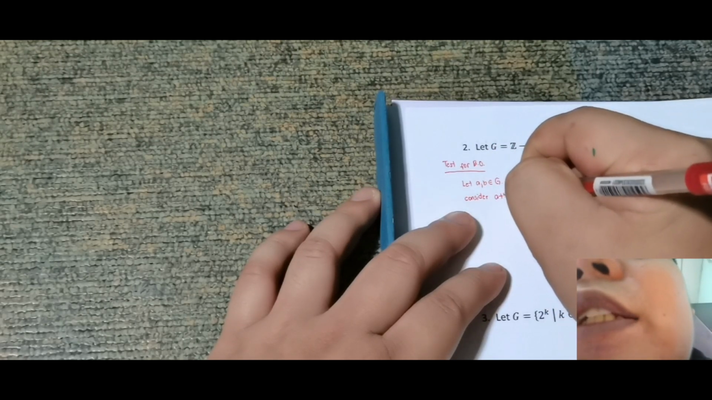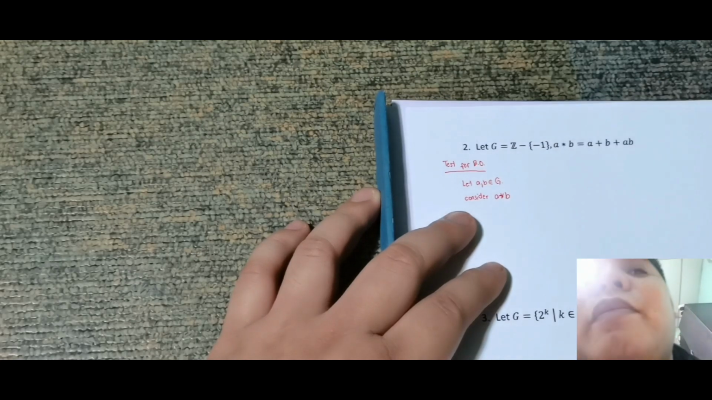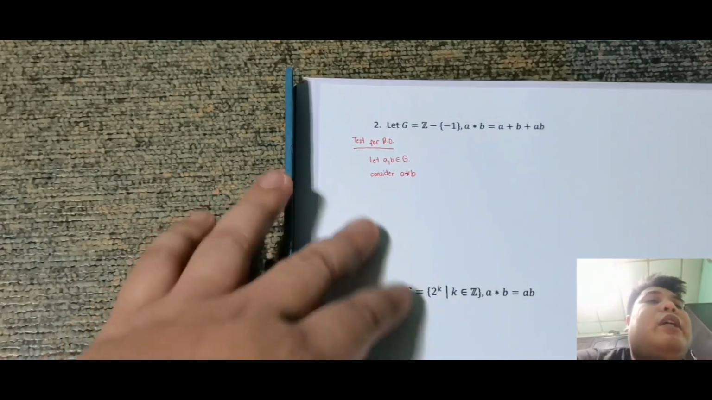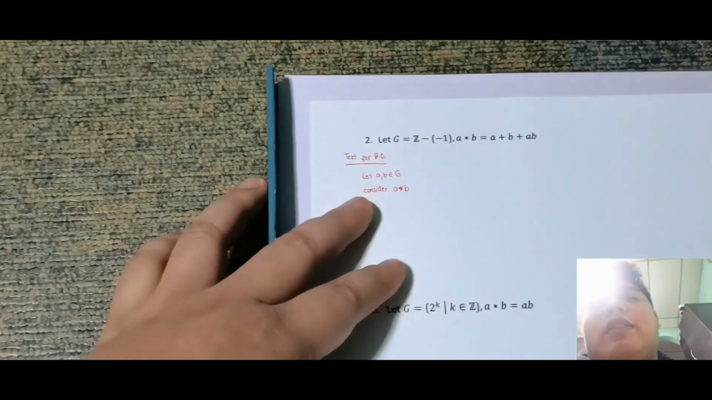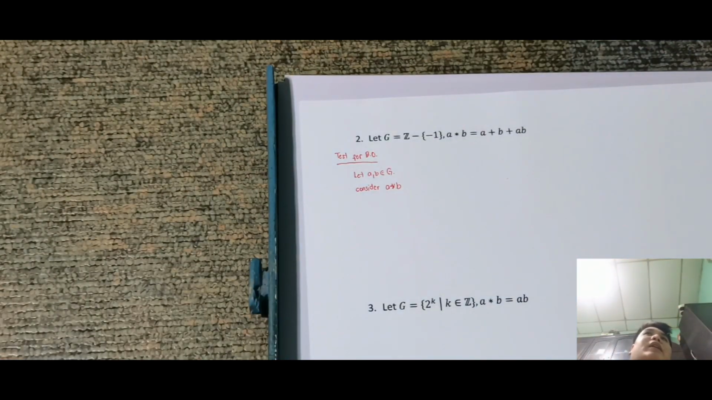So consider si A asterisk B. Ayan yung una natin tanong. Si A asterisk B ba element ng G? Okay, so check natin. Paano ba natin malalaman na siya ay element ng G? Pag sinolve natin, ang lalabas lang, A plus B plus AB, without knowing kung ano yung lalabas. Tingin mo, paano natin siya i-solve?